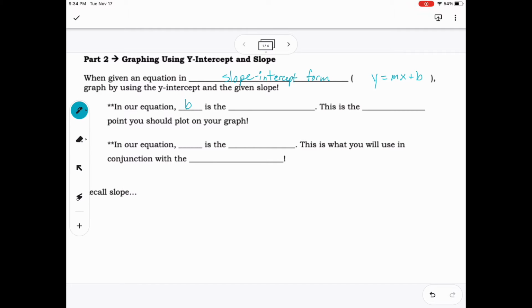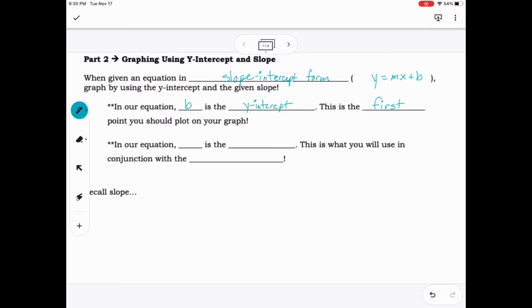B is representing our y-intercept. Okay, and so this is the first point that you should plot on your graph. There's not really any other points that we use for the most part, other than the point that we get from our second value.